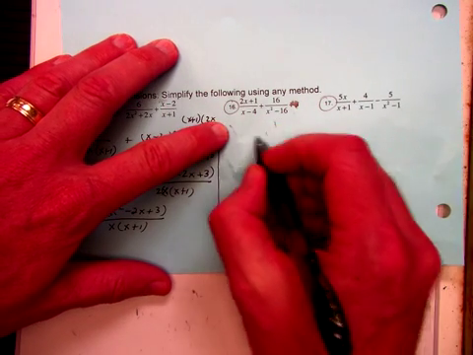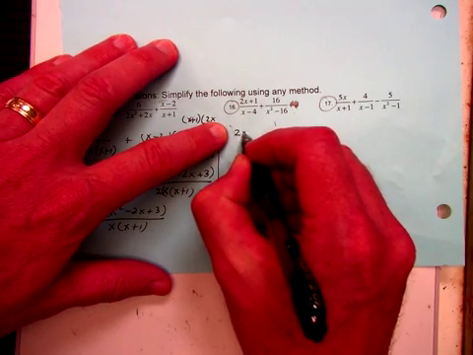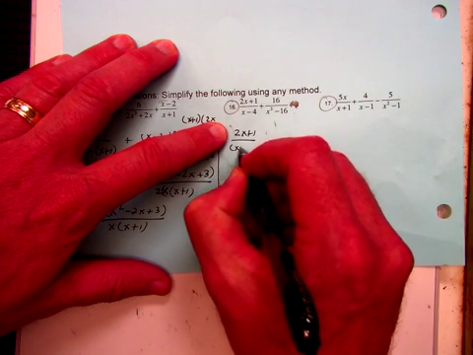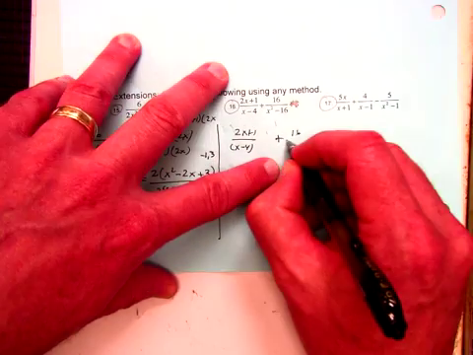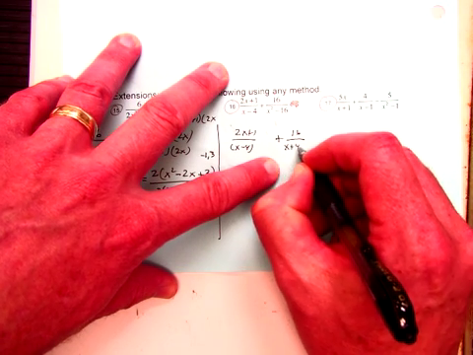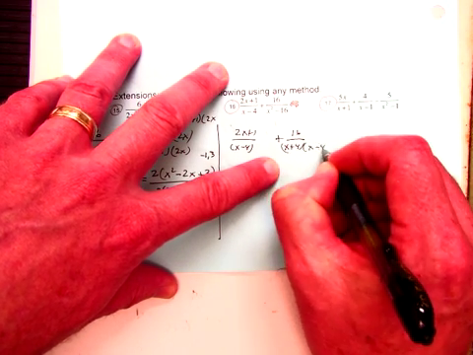Well, let's just go ahead and factor the bottoms first. So I get 2x plus 1. I get an x minus 4 here. I notice I give myself a little bit of room. 16, and this is x plus 4, x minus 4.